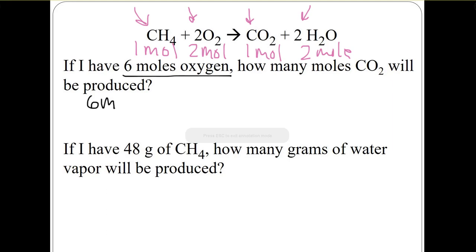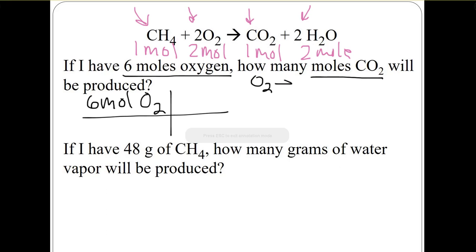So I'm going to write 6 moles, and I'm also going to include oxygen. And let's look and see what we're going to convert this into. We're going to convert this into moles of CO2. So our goal is to go from oxygen to CO2.